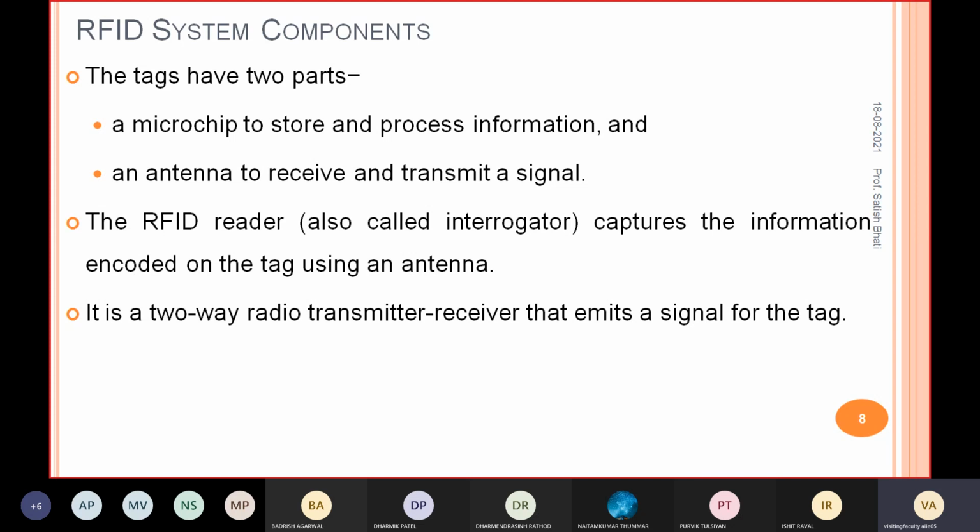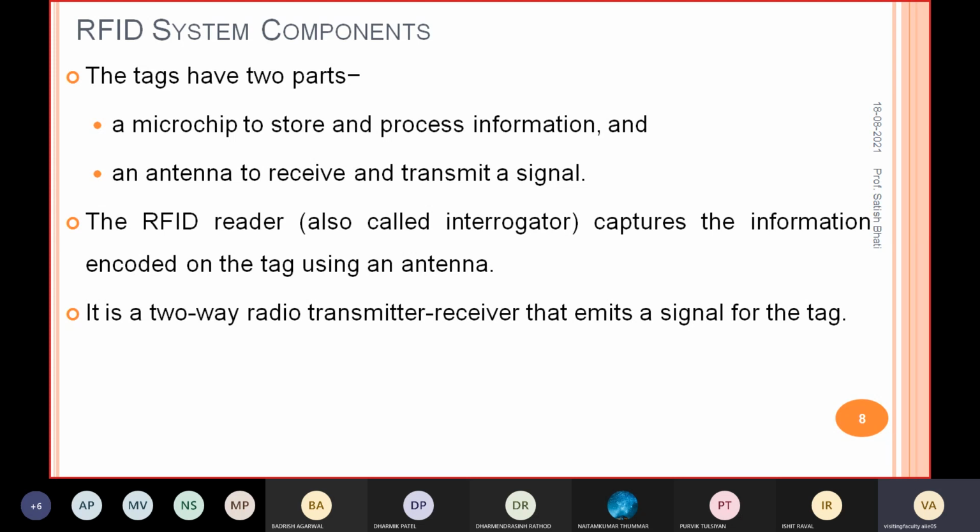So the RFID reader, right? This reader is also called an interrogator. So interrogator means nothing but RFID reader. This RFID reader captures the information encoded on the tag using its antenna. So the RFID reader also has an antenna, and the RFID tag already has an antenna.